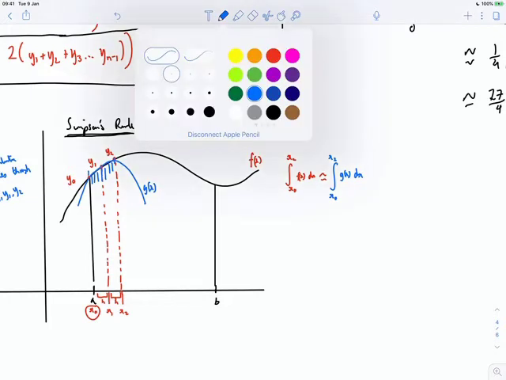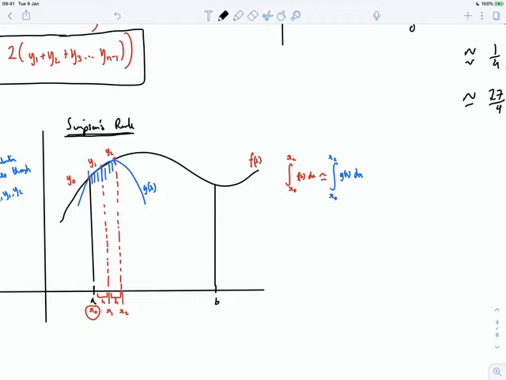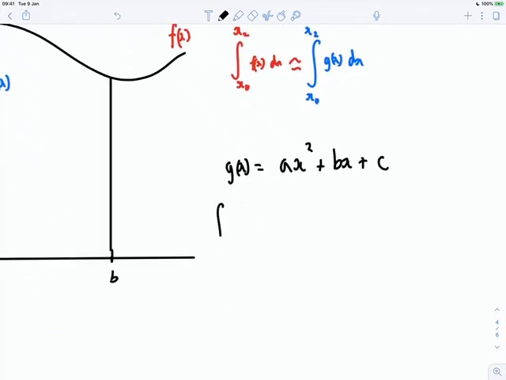Well, what do I know about quadratics? Let's say my g of x is going to be some constant a times x squared plus b times x plus c. Now if I integrate that g of x dx, this will become ax cubed over 3 plus bx squared over 2 plus cx plus, let's call the new constant of integration k.